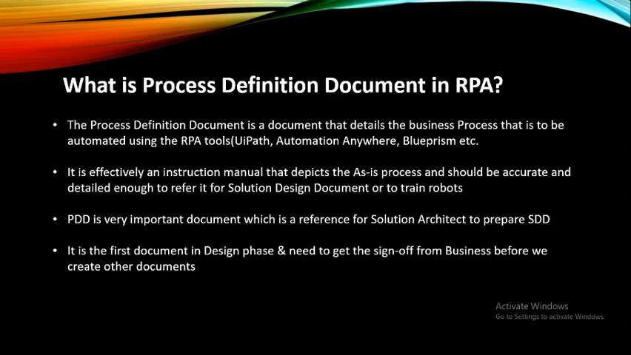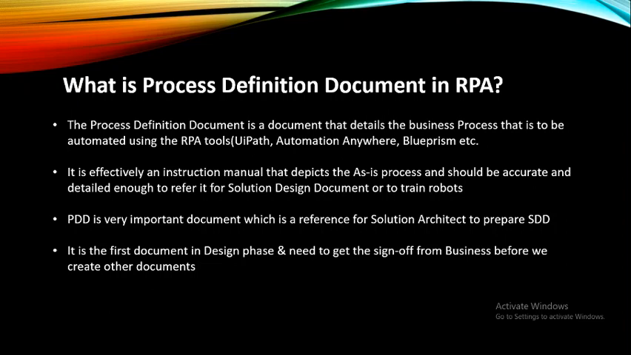The Process Definition Document or PDD is a document that details the business process that is to be automated using RPA tools, UiPath, Automation Anywhere. So let's say you have identified a process and once you get approval, the go-ahead for this process, then the first document that you, as a business analyst, solution architect or developer, will have to create is the process definition document. This is basically the first document you'll create once you have a process walkthrough with the SMEs or the process experts.